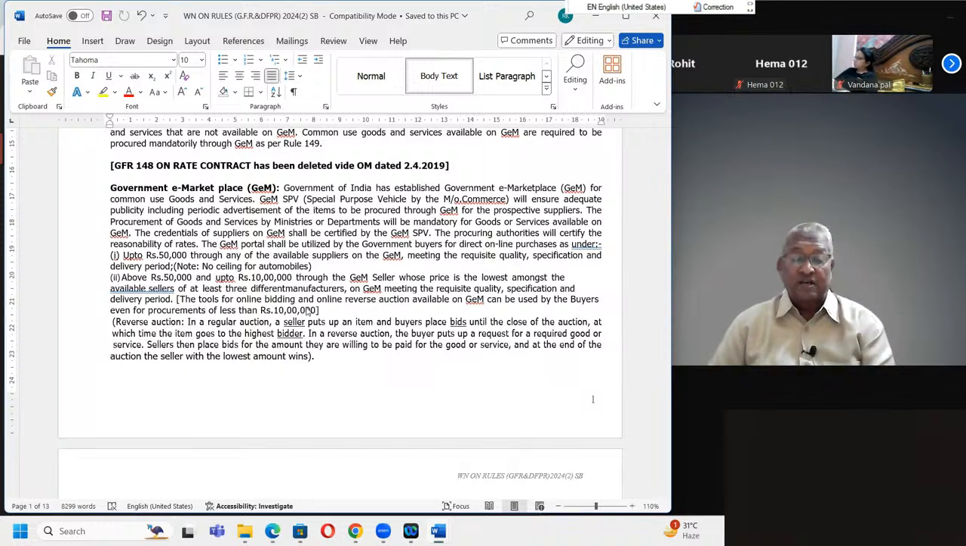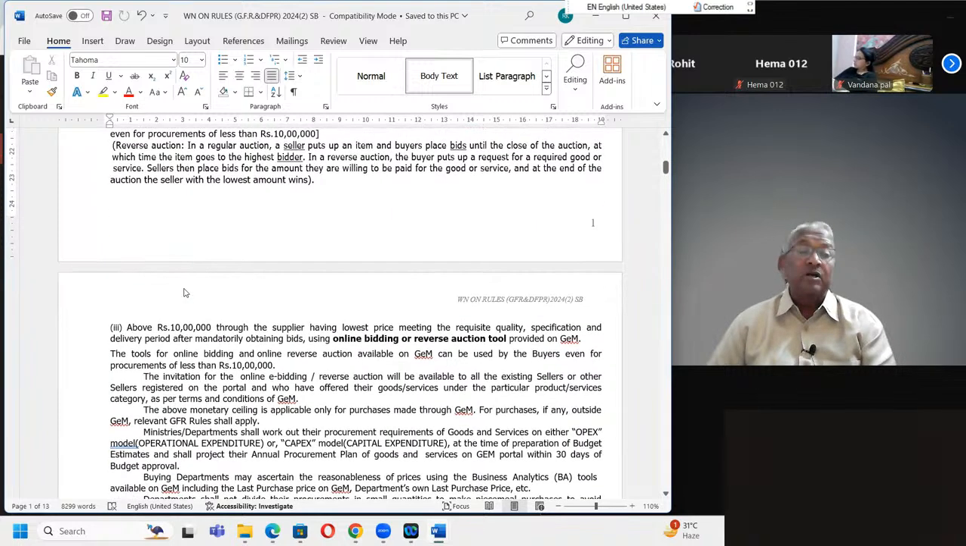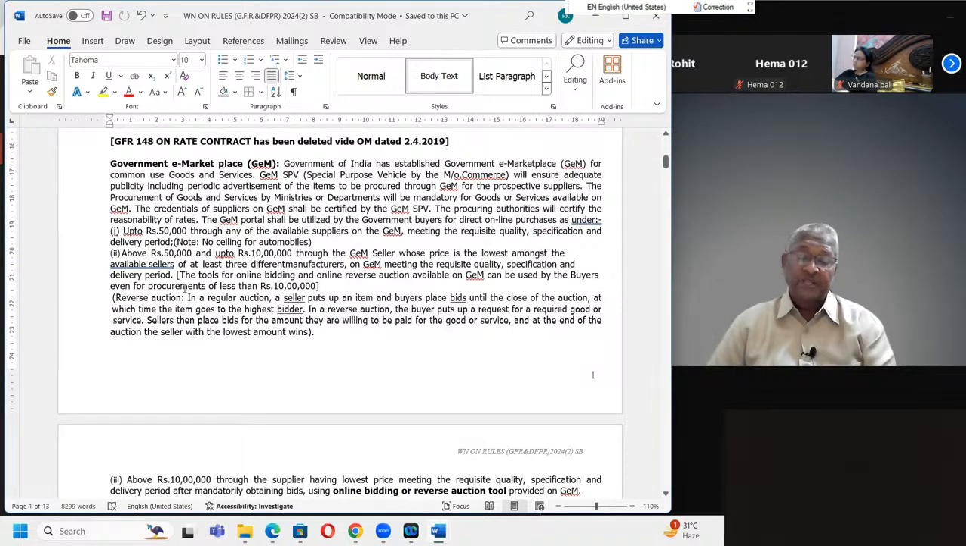The procuring authorities will certify the reasonability of rates. The GeM portal shall be utilized by the government buyers for direct online purchase as under. तो सीधा वो रजिस्टर्ड सप्लायर्स से सीधा परचेस कर सकते हैं। Only thing, you are required to call for quotations from those registered suppliers, not from outside. Only from the registered suppliers आप quotation call for करेंगे, then you will decide.